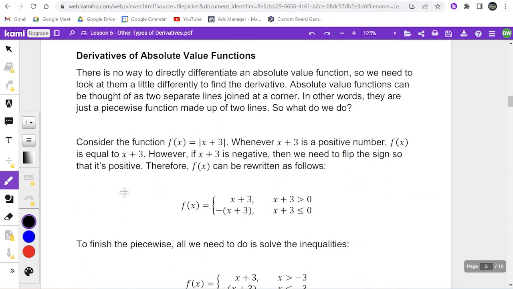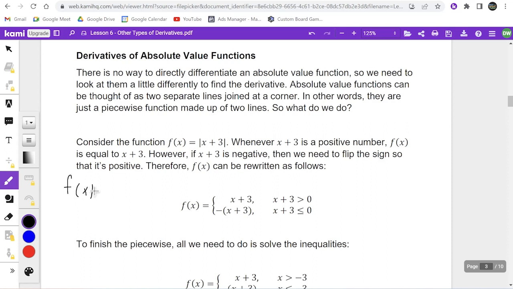Next up, derivatives of absolute value functions. This is probably the hardest thing that we're going to be talking about today. And it's because absolute value functions do have a derivative, but in order to take it, you need to turn it into a piecewise function. Here's what this entire page is basically saying.